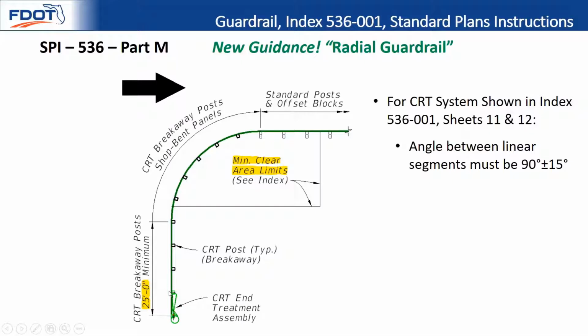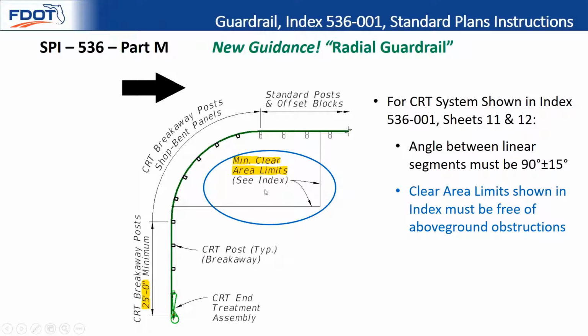So one requirement we've added in is that the angle between the linear segments, which go along the primary roadway and then the secondary roadway, side street, or the driveway, these are the two parallel segments, needs to be 90 degrees plus or minus 15 degrees. There's almost no real world scenario that has exactly 90 degrees the way the standard shows it, so we do allow for a little variation. Going greater than 90 degrees is probably preferred to capture vehicles, but you could also go a little bit less if it's needed. The clear area limit shown in the standard is very important. There are no above ground obstructions behind here.